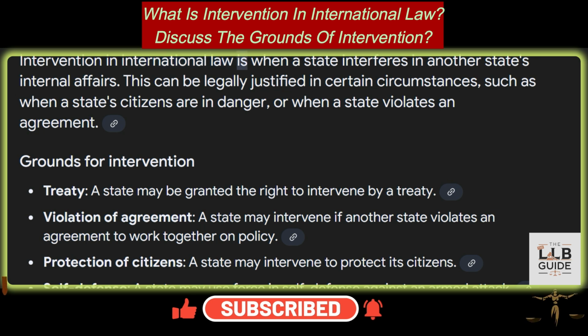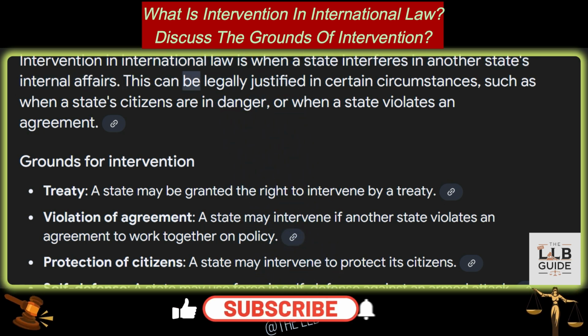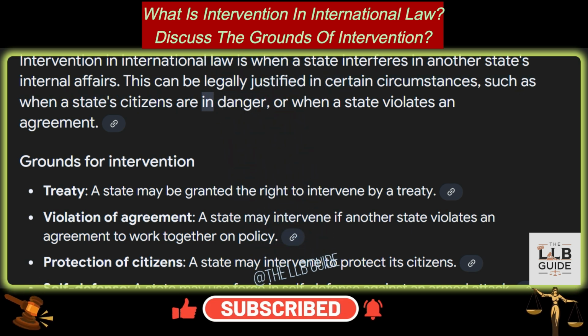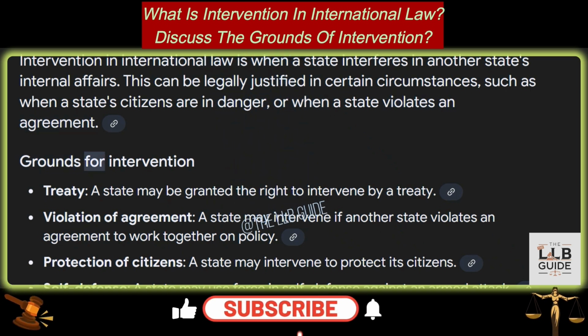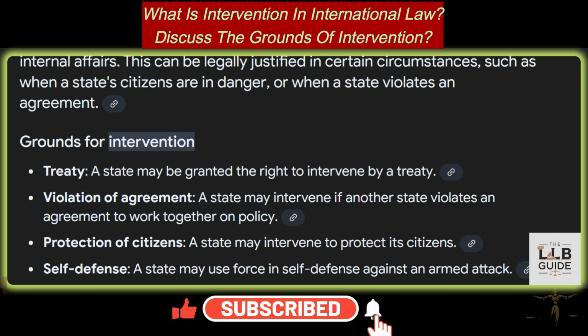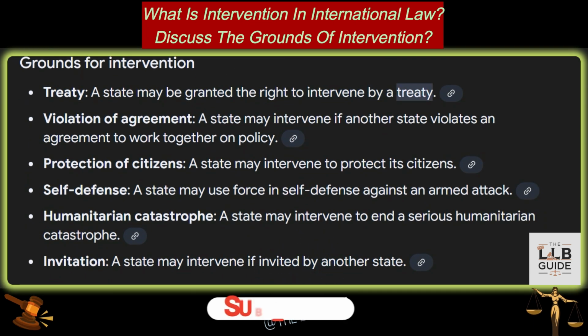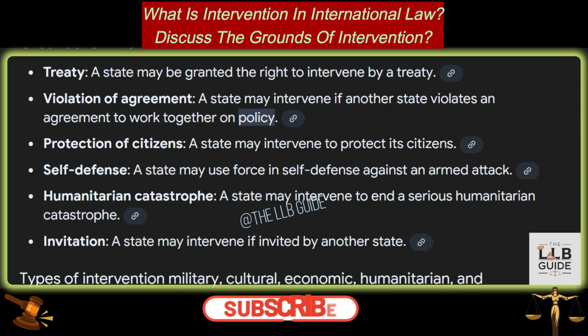Intervention in international law is when a state interferes in another state's internal affairs. This can be legally justified in certain circumstances, such as when a state's citizens are in danger, or when a state violates an agreement. Grounds for intervention. 1. Treaty. A state may be granted the right to intervene by a treaty. 2. Violation of agreement. A state may intervene if another state violates an agreement to work together on policy.